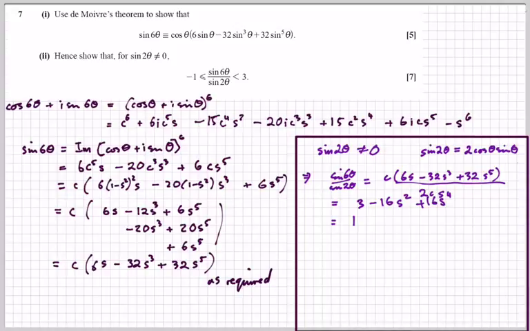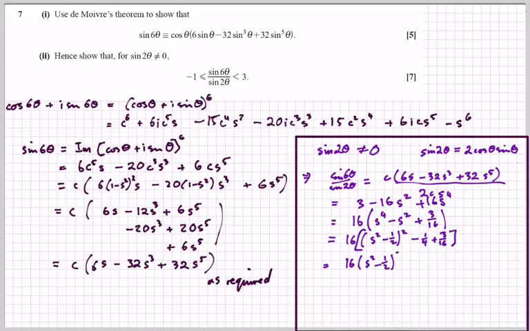Now, we need to maximise and minimise this, so a sensible thing is to think, how can I find the roots? The most sensible way to do this is to complete the square. So if we complete the square, we get 16 brackets sine to the 4 theta minus sine squared theta plus 3 over 16. Completing the square inside the bracket gives us 16 brackets (sine squared minus a half) all squared minus a quarter plus 3/16. Expanding and simplifying gives us 16 (sine squared minus a half) all squared minus 1. Now if we consider (sine squared minus a half) all squared, this has to be bigger than or equal to 0.